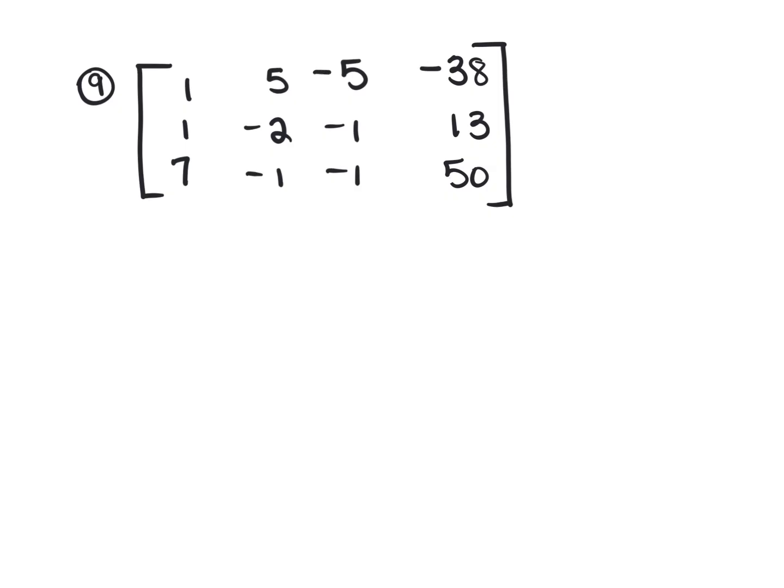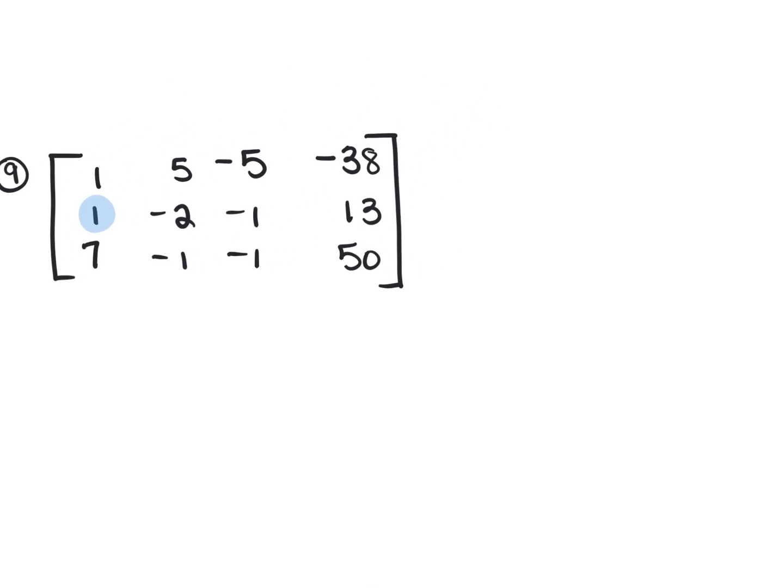Okay, you can interchange if you want to. I'm just going to leave them like this. Now, the next thing I need to do is put a 0 right here. I'm going to accomplish that by taking negative 1 times row 1, which I'm going to put up above. So 1 times negative 1, 5 times negative 1, 5 times negative 5, and negative 1 times negative 38.